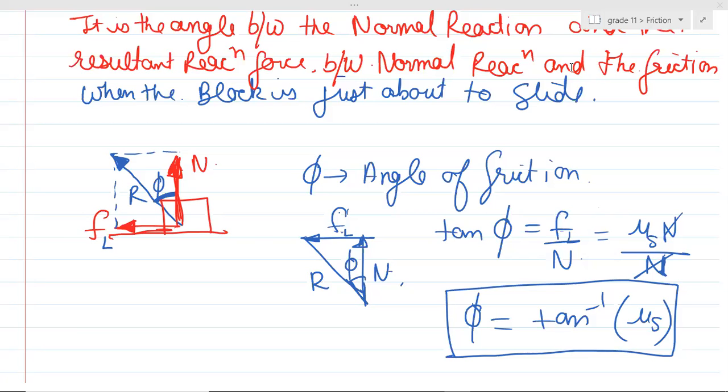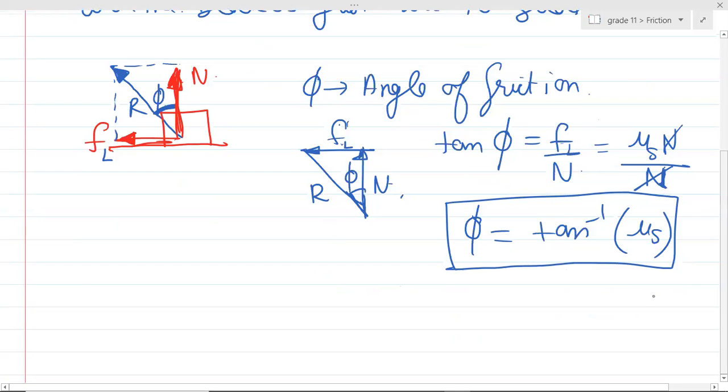So this is basically your angle of friction. Now there is another angle. What is the significance? We'll talk a little bit later. Can you see over here? The angle of friction is basically tan inverse of the static friction coefficient. Okay.